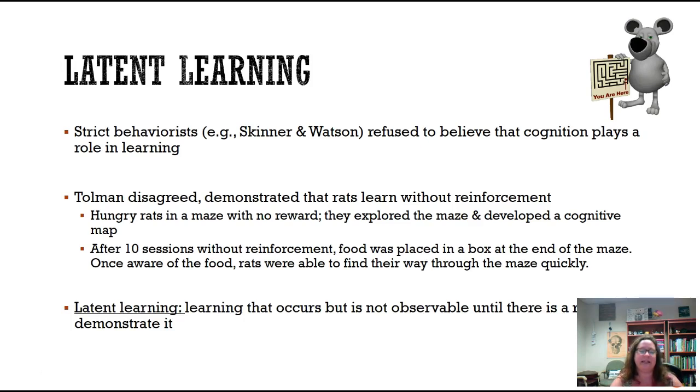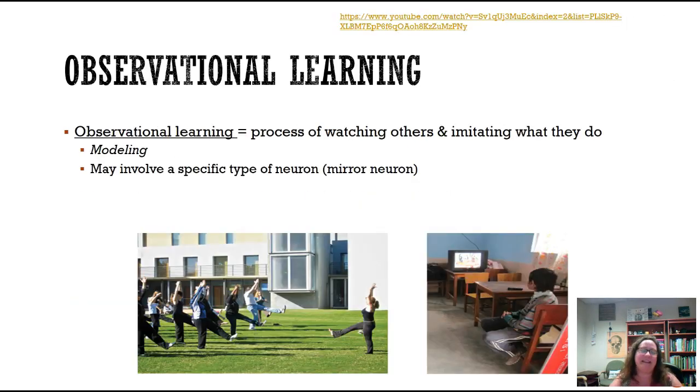So the latent learning then is that learning that occurs, and it's just not observable until there's some reason to motivate me. And that brings us into observational learning. So we're almost done with learning theory. Observational learning is really quite simple compared to the other two. What we're doing is we're watching people and we're imitating them.